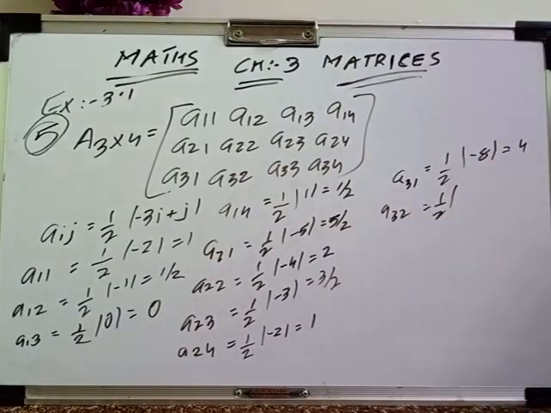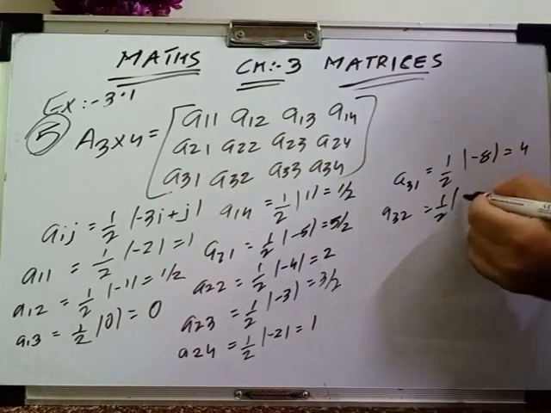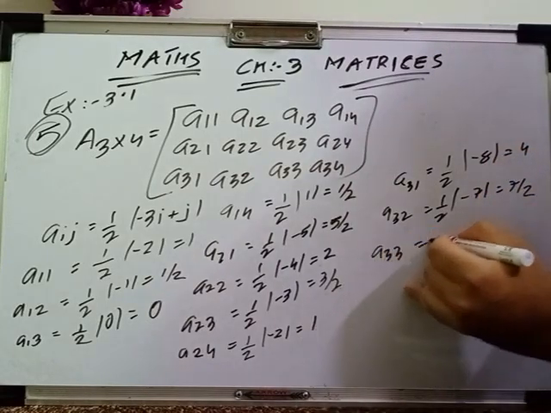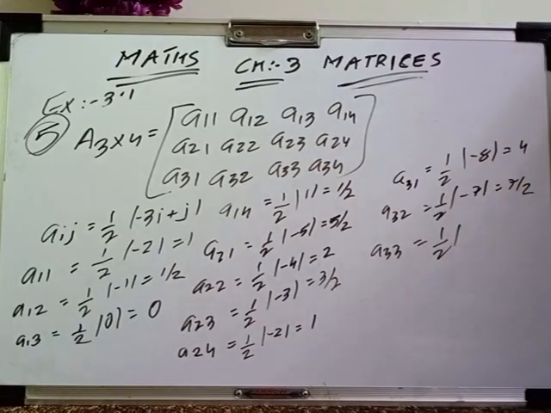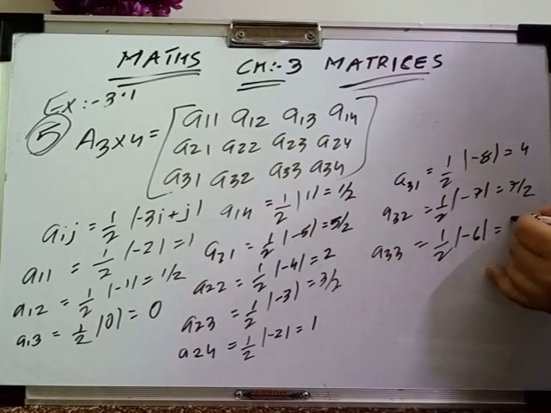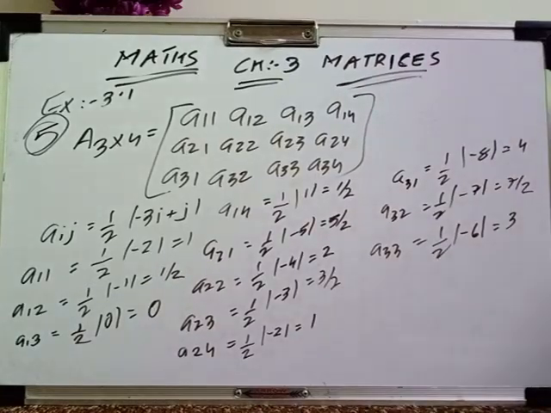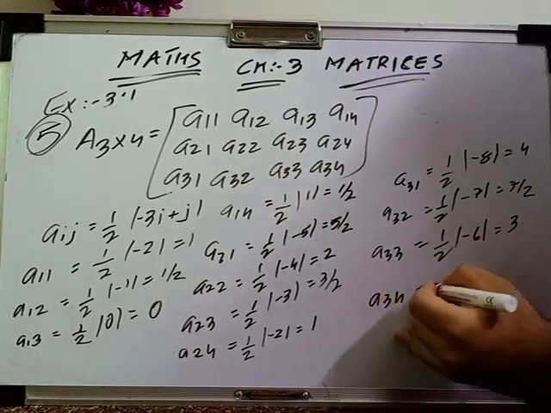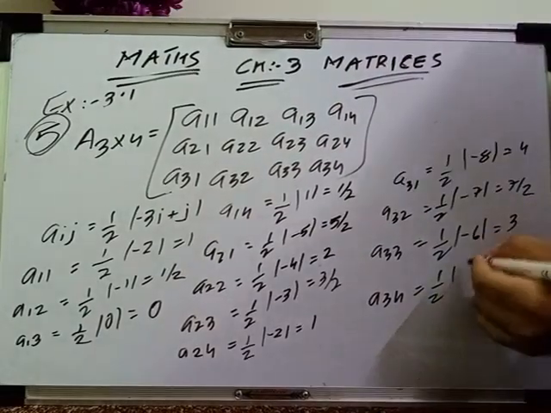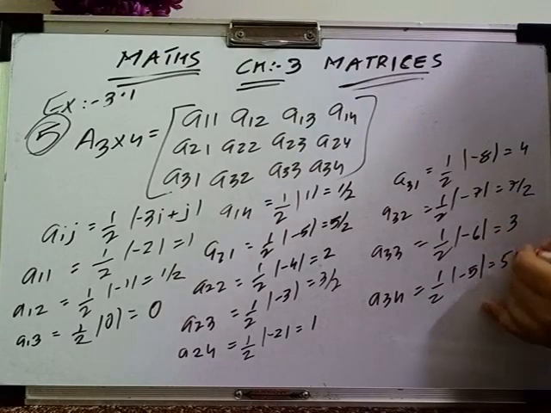A32 will give me minus 9 plus 2, minus 7, that is 7 by 2. A33 will give me minus 9 plus 3, minus 6 by 2, that is 3. And A34 will give me minus 9 plus 4, minus 5, that is 5 by 2.